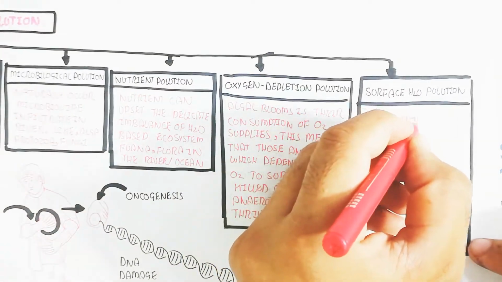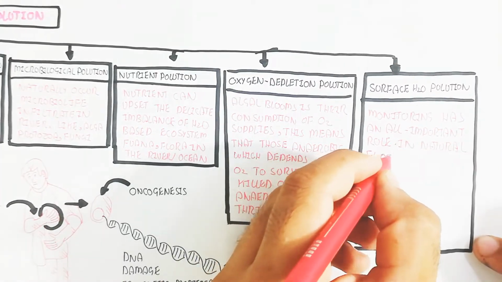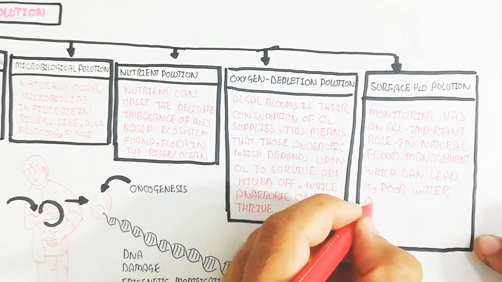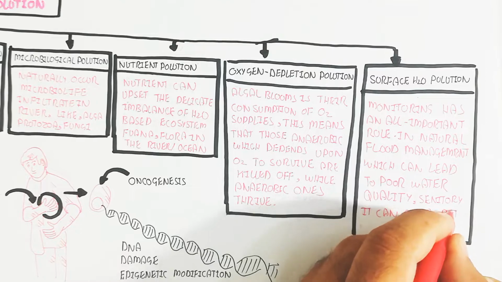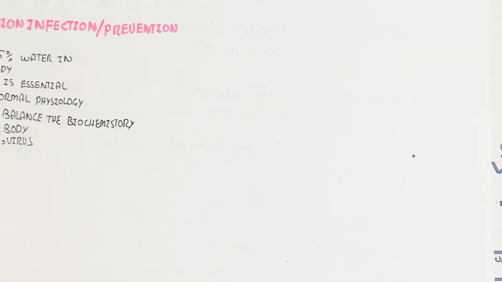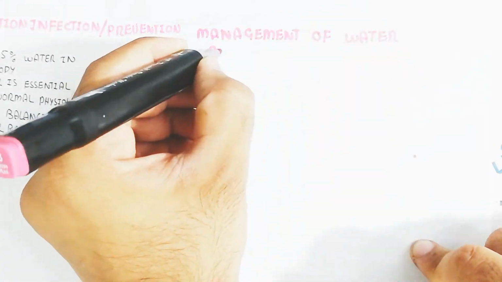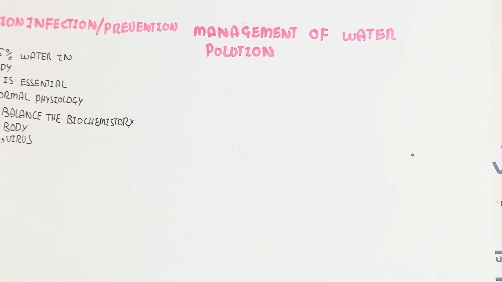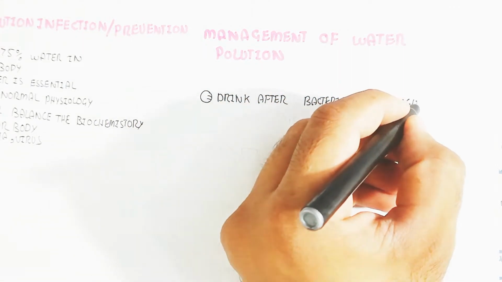Surface water monitoring has an all-important role in natural flood management, and surface water pollution can lead to poor water quality. It can occur both naturally and unnaturally. So let's understand the management of water pollution, how to remove pollution from the water, and how to have a healthy life. Bacterial, fungal and algal pathogens can be killed and removed through different strategies we can use to clean the water.